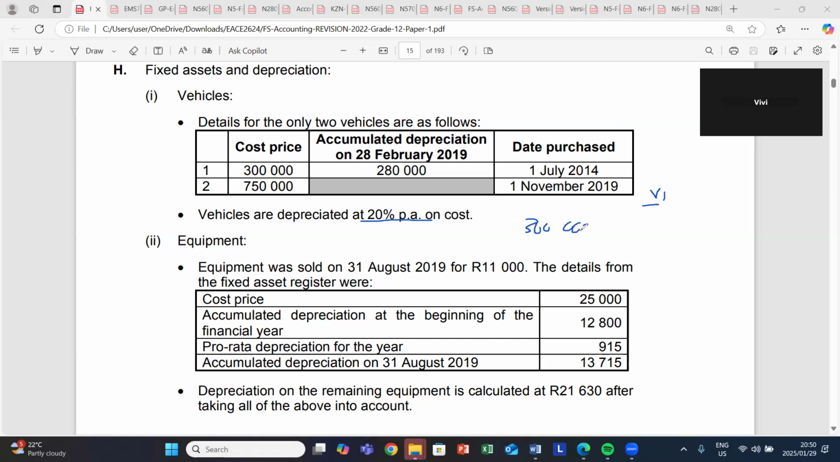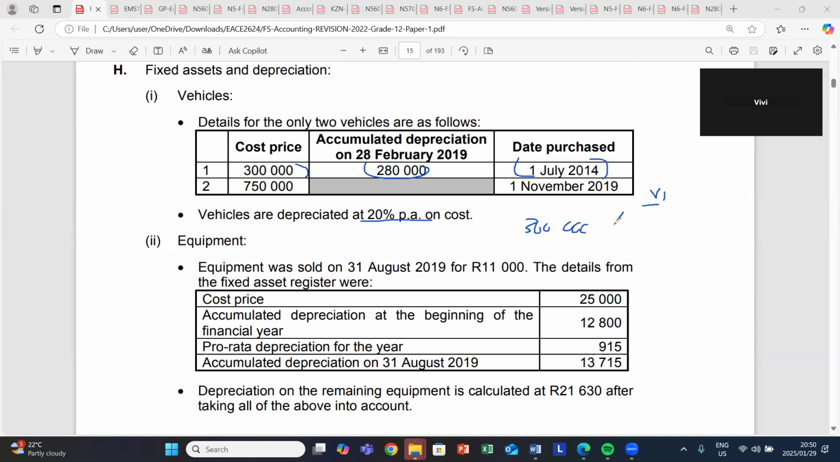And then remember, vehicle one, we did not buy it during the year, right? Check also the accumulated depreciation at the beginning of the year, it was 280,000 rand. And check the cost price, it's 300,000 rand. So you can clearly see that cost price and accumulated depreciation are almost the same. So it's probable that for vehicle one, we'll use what? The 1 rand rule.